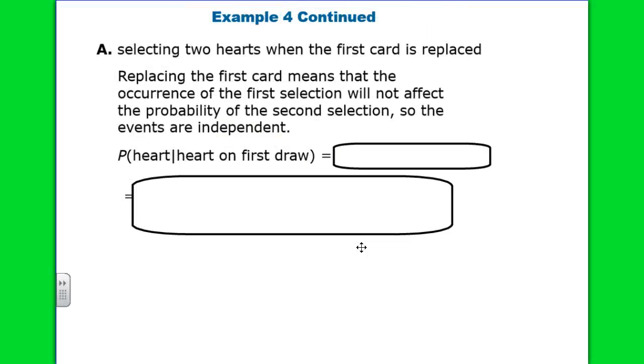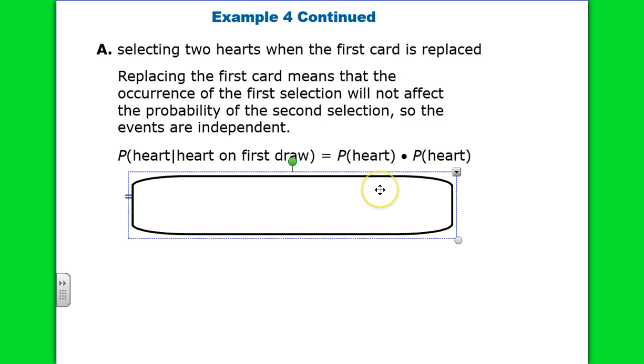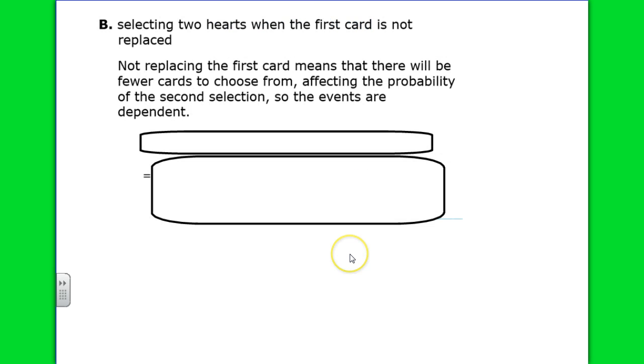Okay, so what is the probability of selecting 2 hearts when the first card is replaced? What's the probability of selecting a heart at all? 1/4. And so if we replace it, what's the probability of 2 hearts? 1/16. 1/4 times 1/4, right? Which is 1/16. Good.